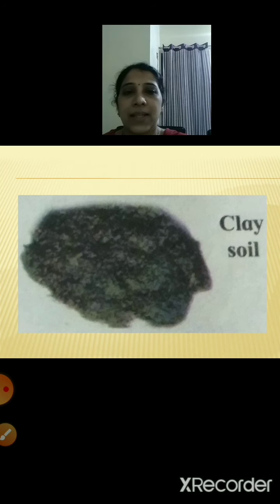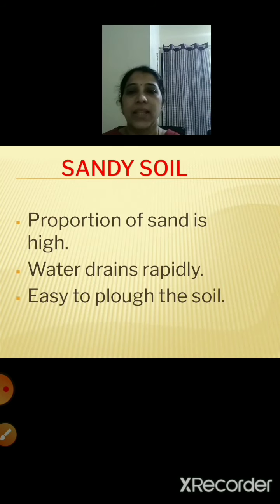Now let us study sandy soil in detail. In the sandy soil, the proportion of the sand is high. That is, the large particles are high in proportion. So it is easy to plow the soil. But the water drains rapidly through this soil. So in the sandy soil the proportion of the large particles is high, the water flows rapidly from this soil, and it is easy to plow also.